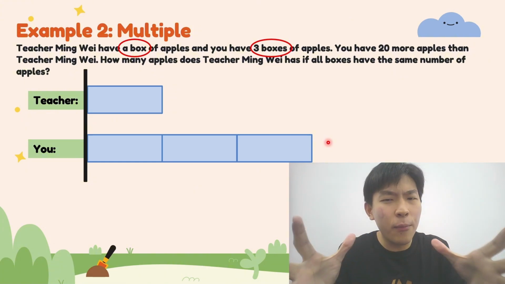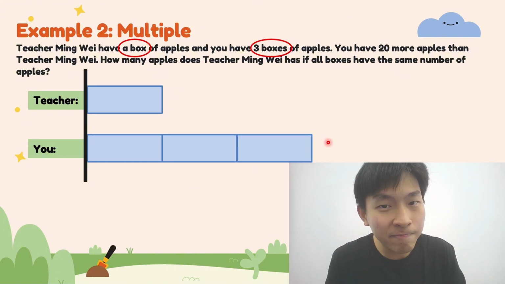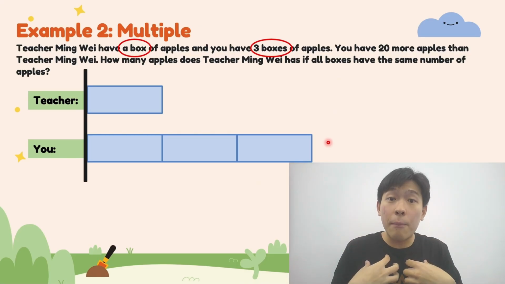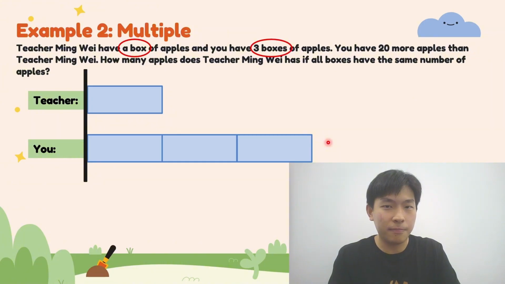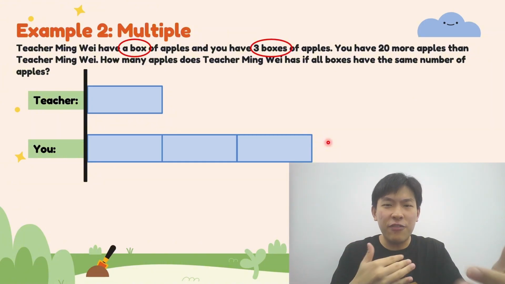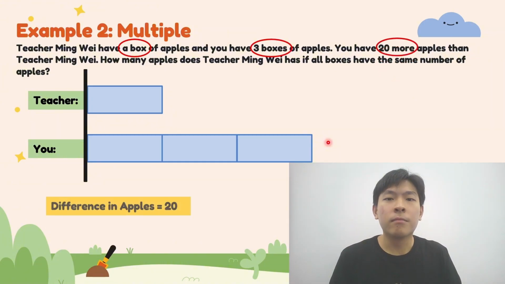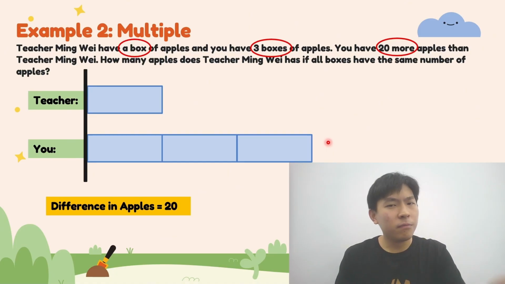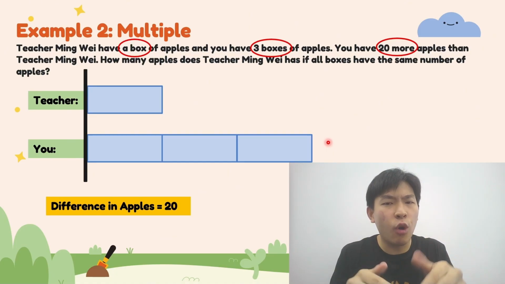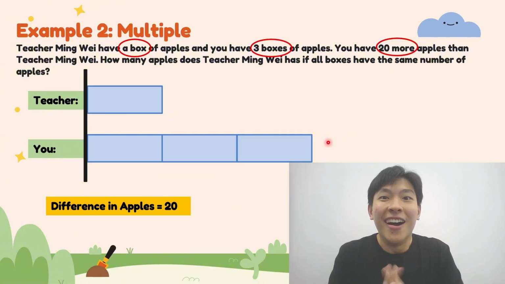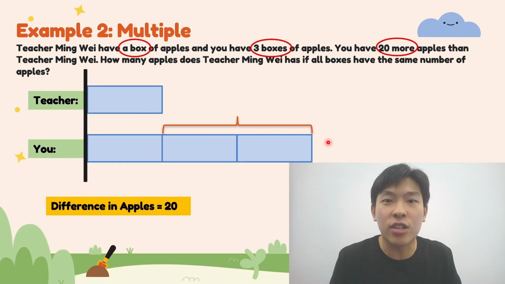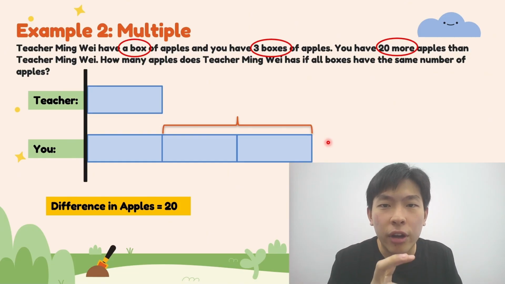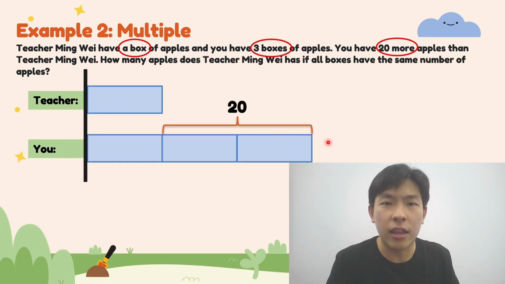Now, is there any other information that we have not used yet? Perfect! You have 20 more apples than me. So what can we say about our difference in apples? Yes! Our difference is 20. Now, can you tell me, where is this difference in apples shown in the diagram? Very good observation. Yes, it is at the 2 blue rectangles here. So the sum of these 2 blue rectangles must be 20.